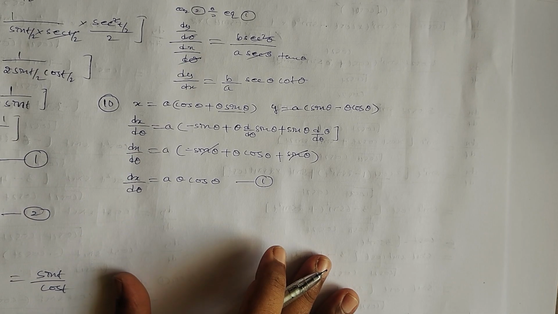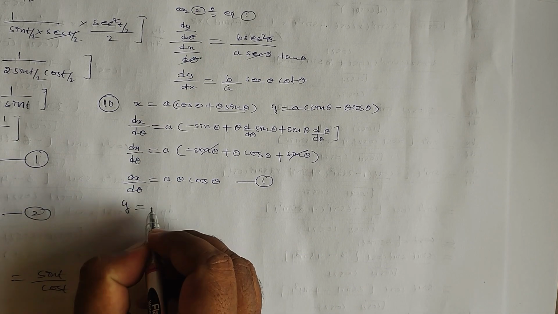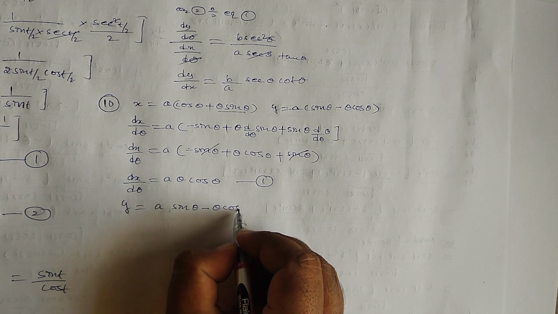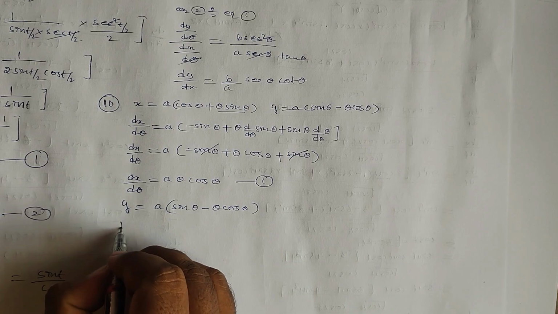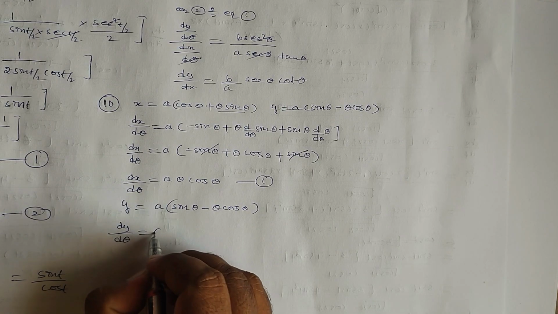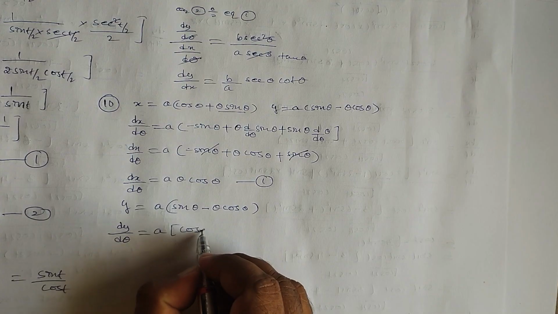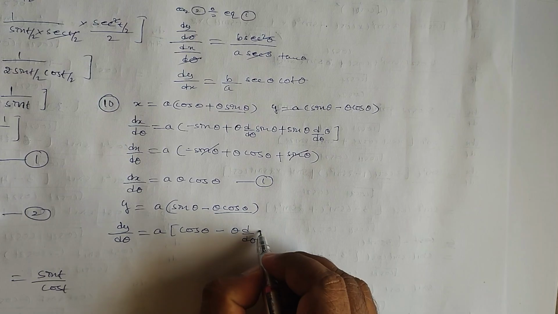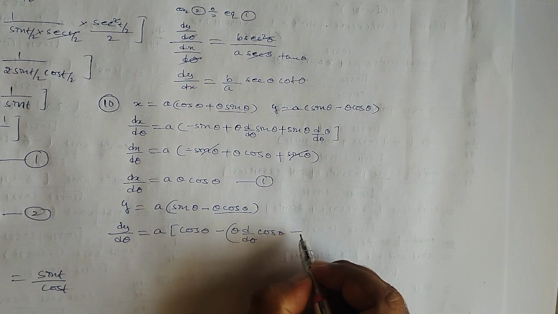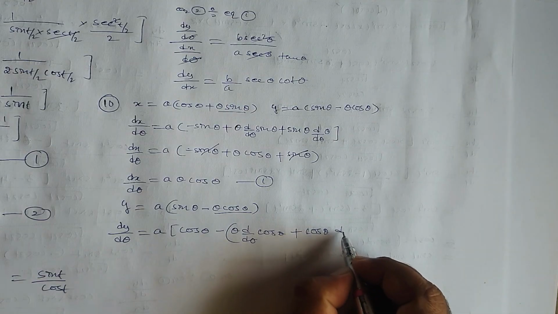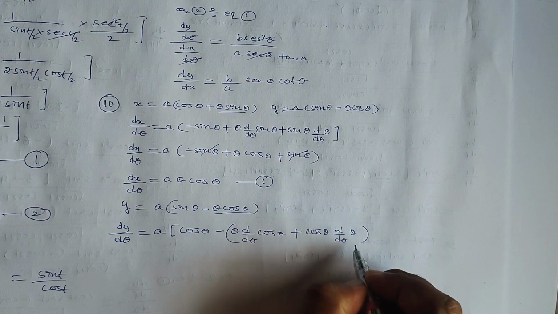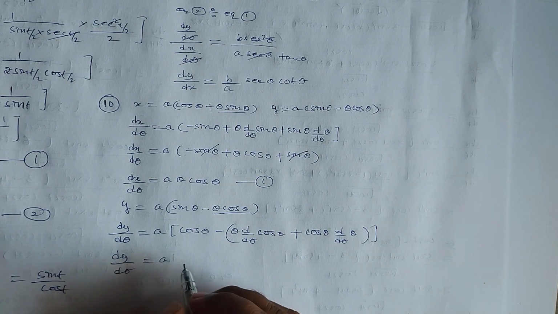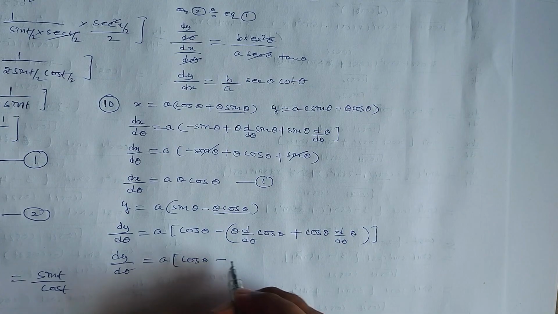Okay, next y equal to a sin theta minus theta cos theta. Now differentiate with respect to theta, that becomes dy by d theta equal to a, constant. The derivative of sin theta becomes cos theta, minus, u into v formula. Theta as it is, d by d theta of cos theta. Okay, so minus theta, plus cos theta as it is, d by d theta of theta. Okay, right, that is equal to dy by d theta equal to a into cos theta minus theta.